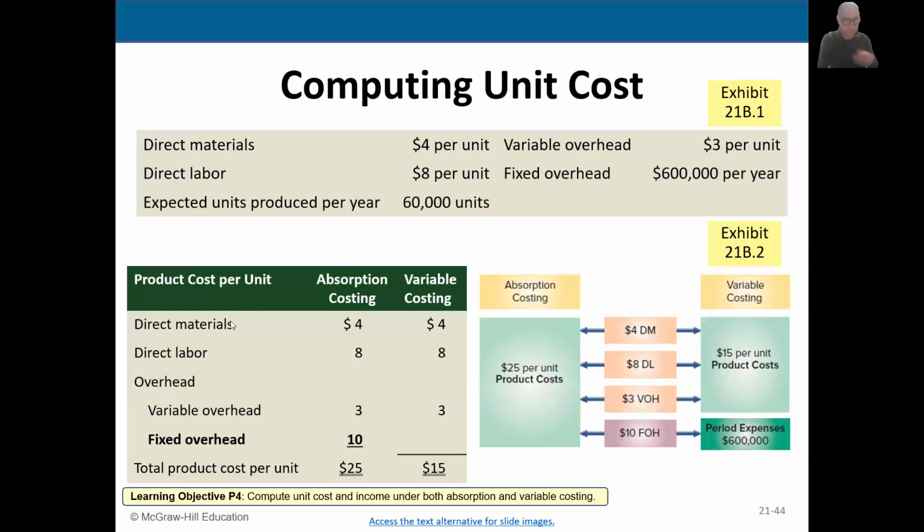And here we can see a difference between the two. Remember, in absorption costing, fixed overhead is absorbed with variable overhead, whereas in variable costing, it's not included, it's separated. And so ultimately, with that type of change, it's going to have an impact on your reporting.